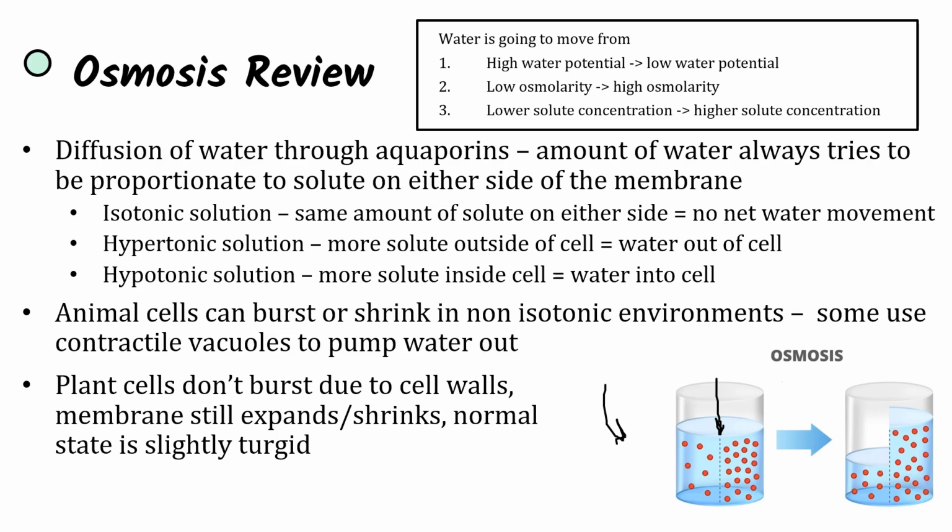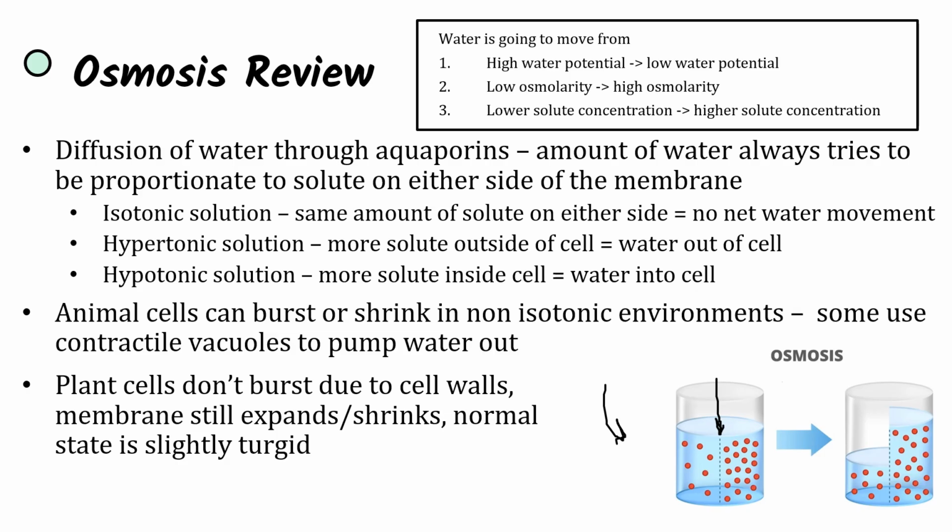And like I said, animal cells can burst or shrink in non-isotonic environments, and some use what's called a contractile vacuole to pump water out, which is basically going to be pumping the water out as it comes in in order to keep the cell alive, and it'll do this until it's reached back to an isotonic environment and doesn't need to function any longer.